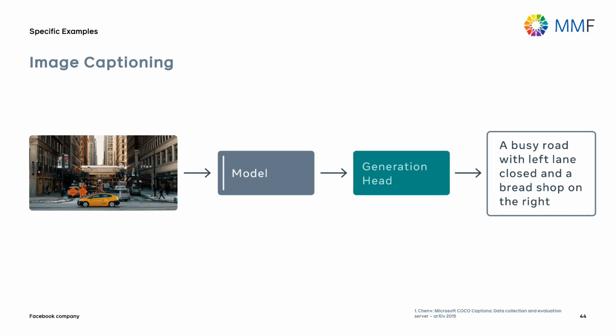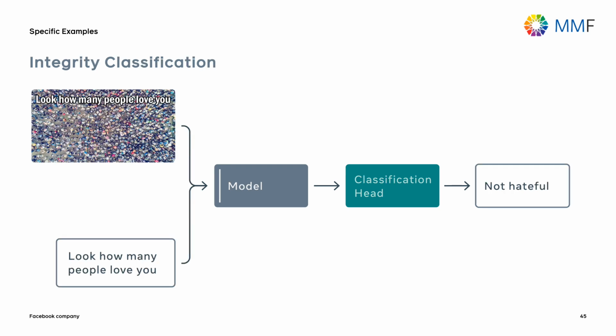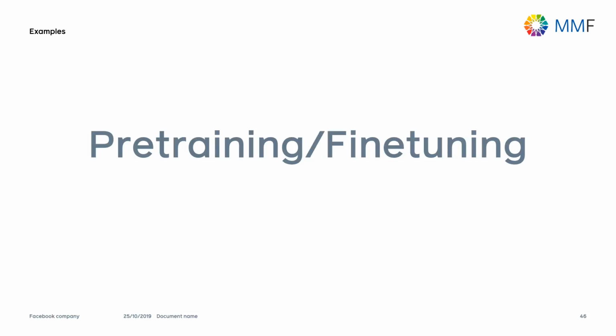Then for image captioning, you can similarly have a generation head which generates some kind of text. In this case, it particularly takes in an image and returns back a caption. Similarly for integrity classification, you can take text and image and again pass it through a classification head and do two-way classification of hateful and not hateful.